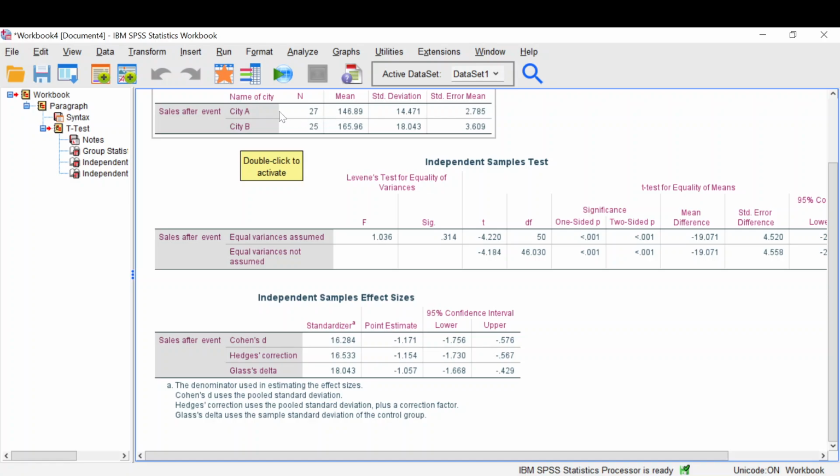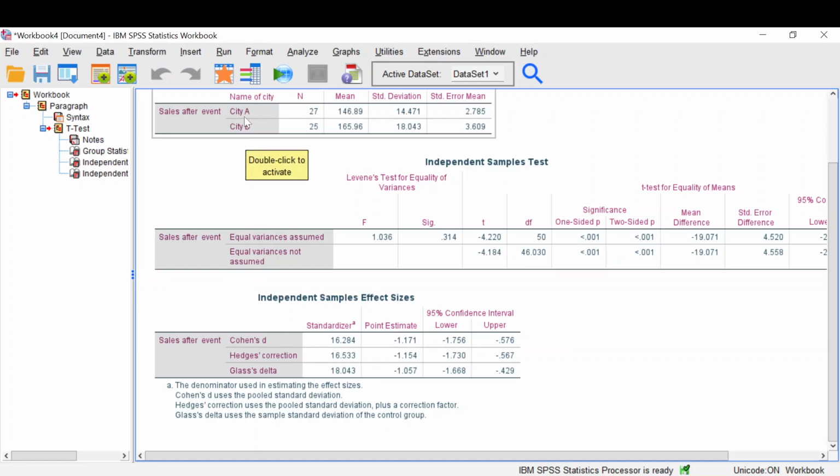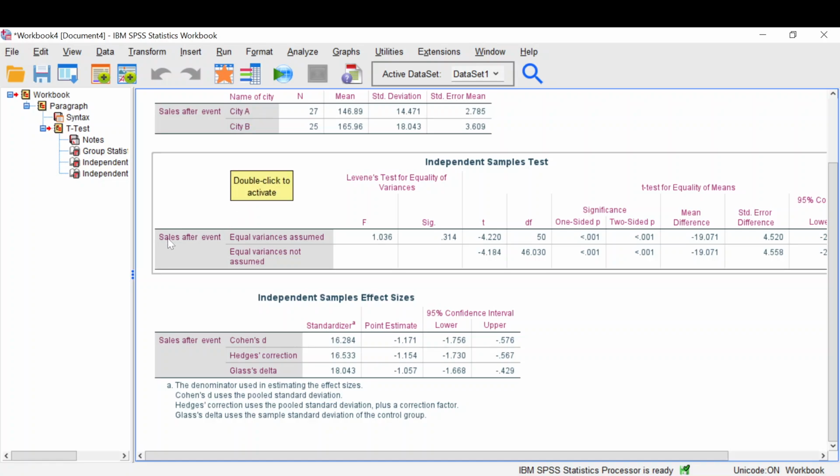Fortunately, in this case, that's not a problem. Our standard deviations are quite low for the means that we have here, and therefore we can surmise that city A has equal variances and city B has equal variance. To confirm it, we need to do what's called the Levene's test for equality of variances. So if you look here at the significance level, we confirm that the equal variance is assumed.